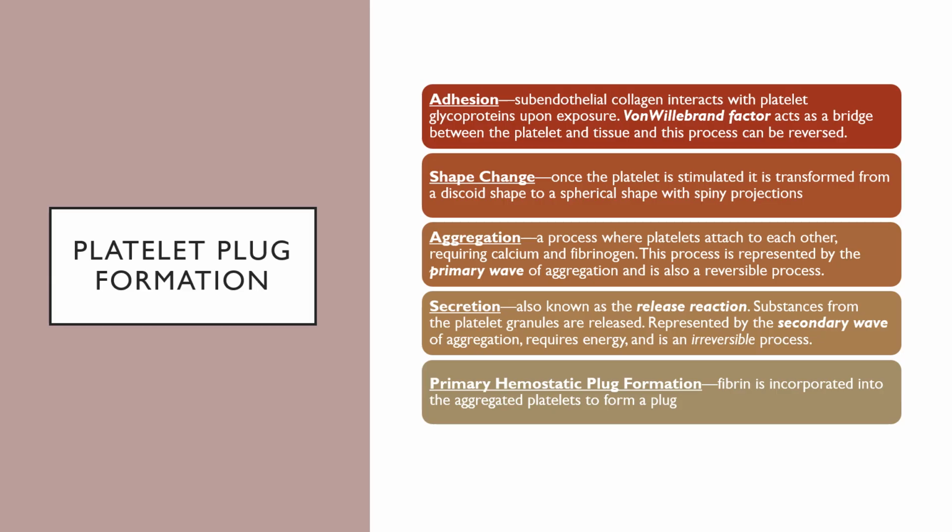What about shape change? Once the platelet is stimulated, it transforms from a discoid shape into a spherical shape with spiny projections. So it gets a little prickly looking. After that, we have aggregation. That's really where more and more platelets arrive, and the process where platelets start to attach to each other. Now, this does require calcium and fibrinogen. It's represented by the primary wave of aggregation, but it is also a reversible process.